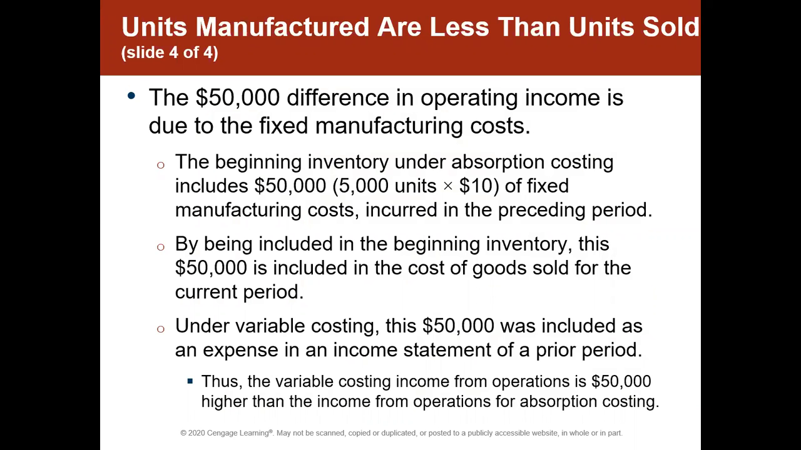The $50,000 difference is due again to the fixed manufacturing costs. Remember that under absorption, that beginning inventory had $50,000 worth of fixed manufacturing costs sitting in there as part of the inventory from the previous period. So when we include it, we're going to have $50,000 more in expenses, which is going to give us an operating income of $50,000 less.